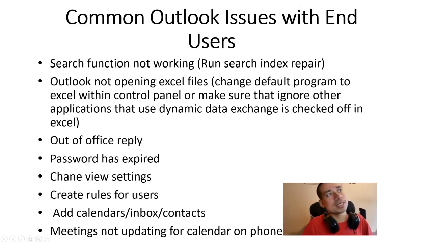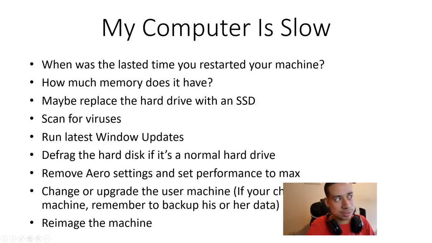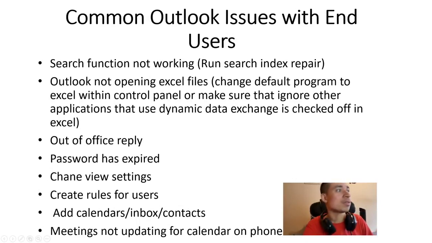Outlook not opening Excel files. Maybe change the default files to Excel. Some silly things like, oh, I need to make an out of office reply. You know how to do that. Maybe passwords expire. Change the. I fell spelling right there. I forgot to put a G in there, but. Change view settings, create a rule for Outlook, add calendars, inbox, and contacts. Maybe they want access to a specific calendar or a specific contact.